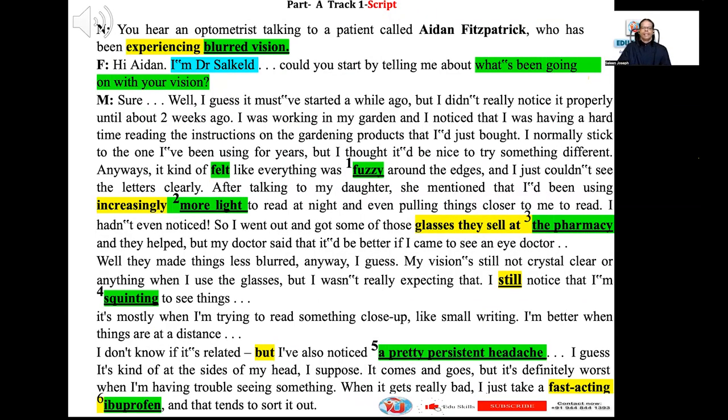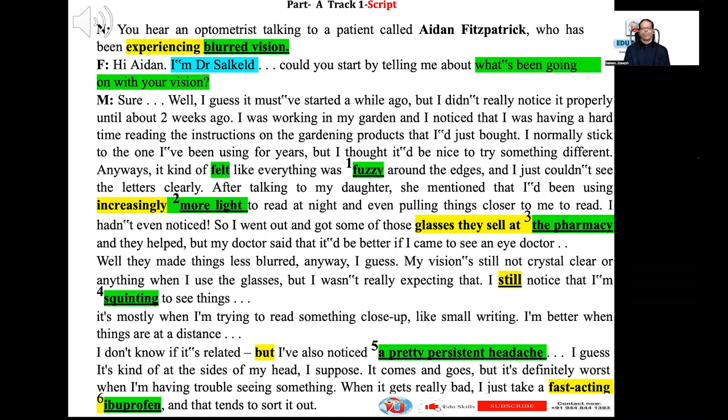Okay. See, now this is also exactly a practice for your role play card, speaking. How to start a speaking. Here you have, maybe, how to start. For example, how the professional starts here. That's how you have to start, right? You have, like, I am Dr. Sakel. So immediately you start with the name, introducing yourself, and what's been going on with your vision.